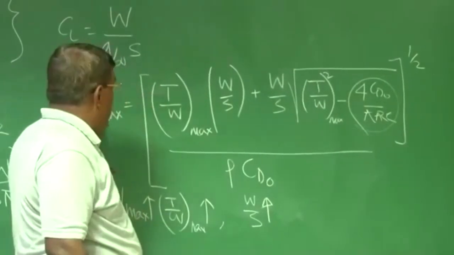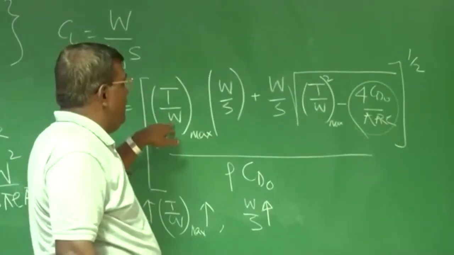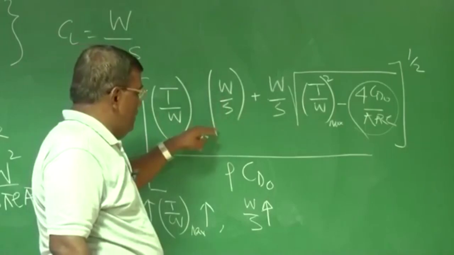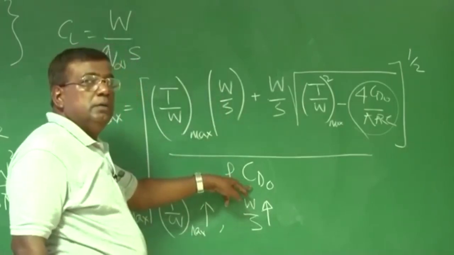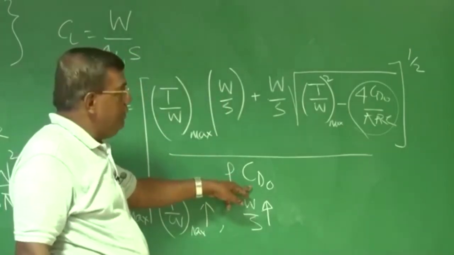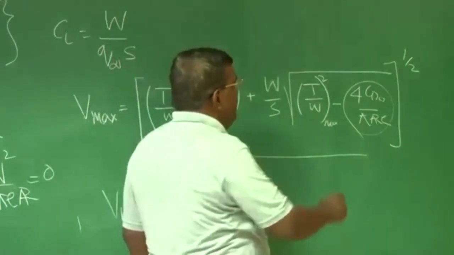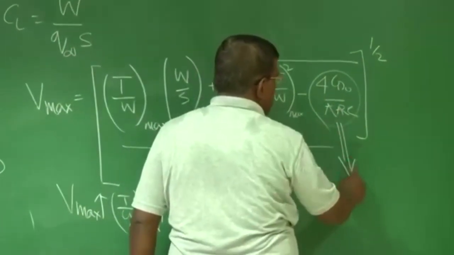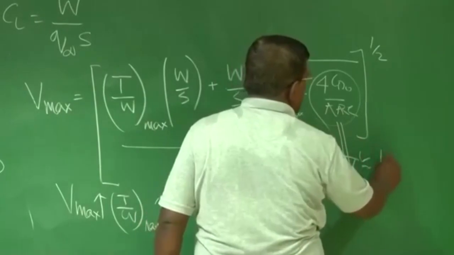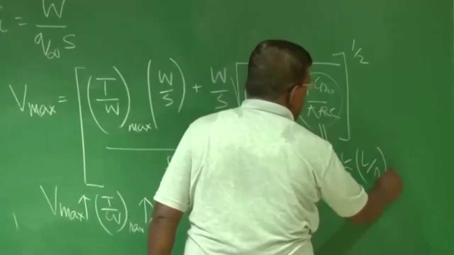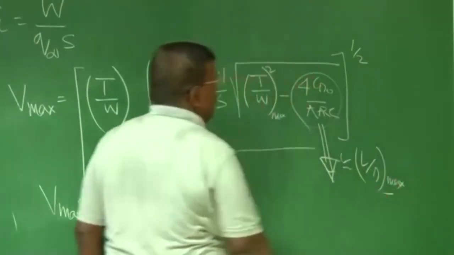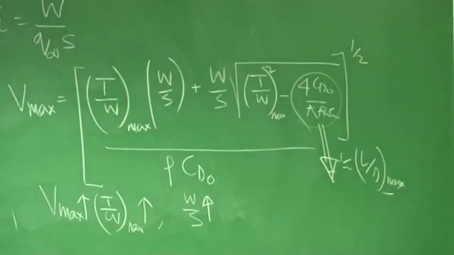If you want to increase V max, you need to increase T by W maximum, W by S, and also reduce the parasite drag coefficient. The next class you will see this term, you yourself can do it. This is linked to L by D maximum. Check yourself, so you'll understand.